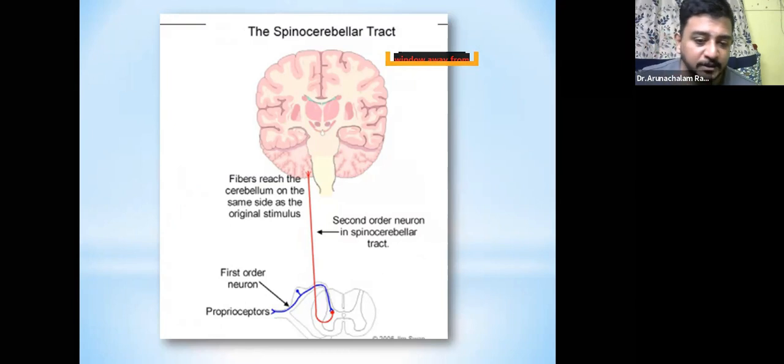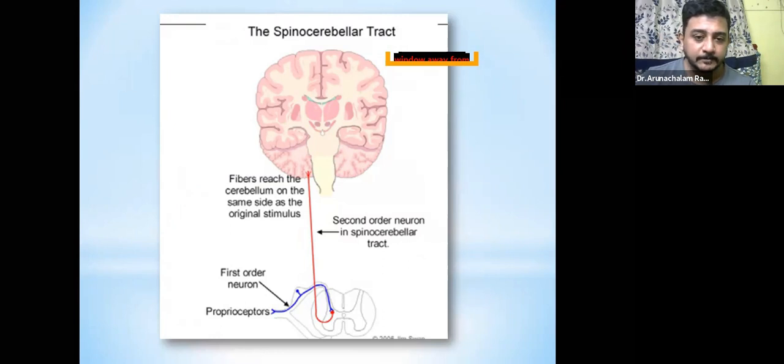So next is the spinocerebellar tract, a much often ignored tract. They send information from the deep sensation received, and it sends information to the cerebellum directly. So why this tract? What is the function of this tract? This tract is going to compare the intended movement with the actually happening movement.